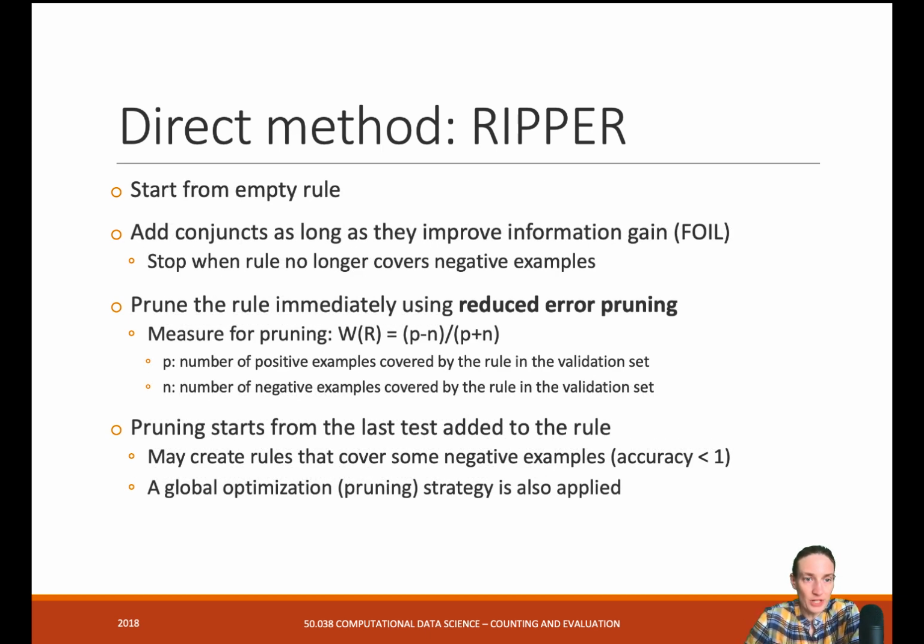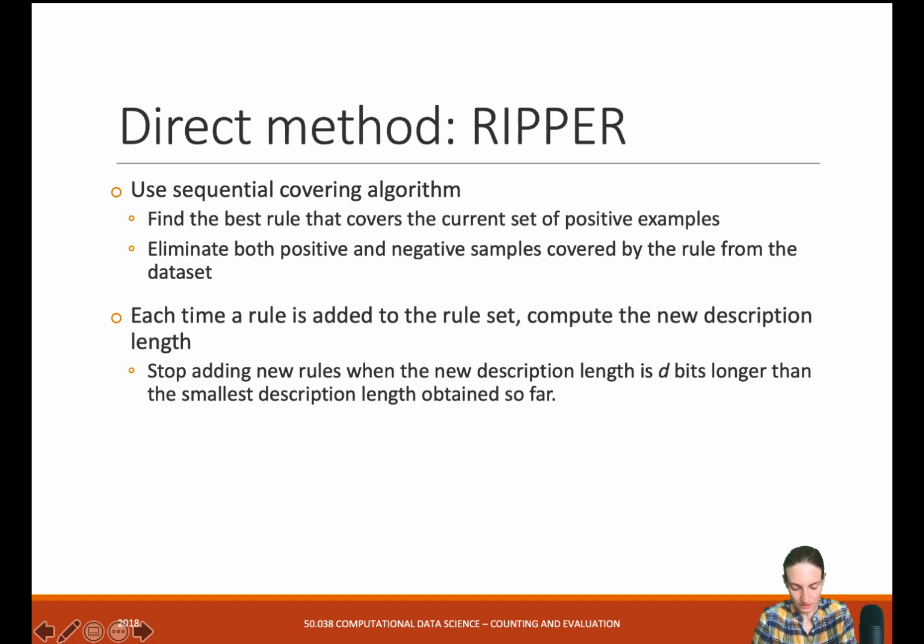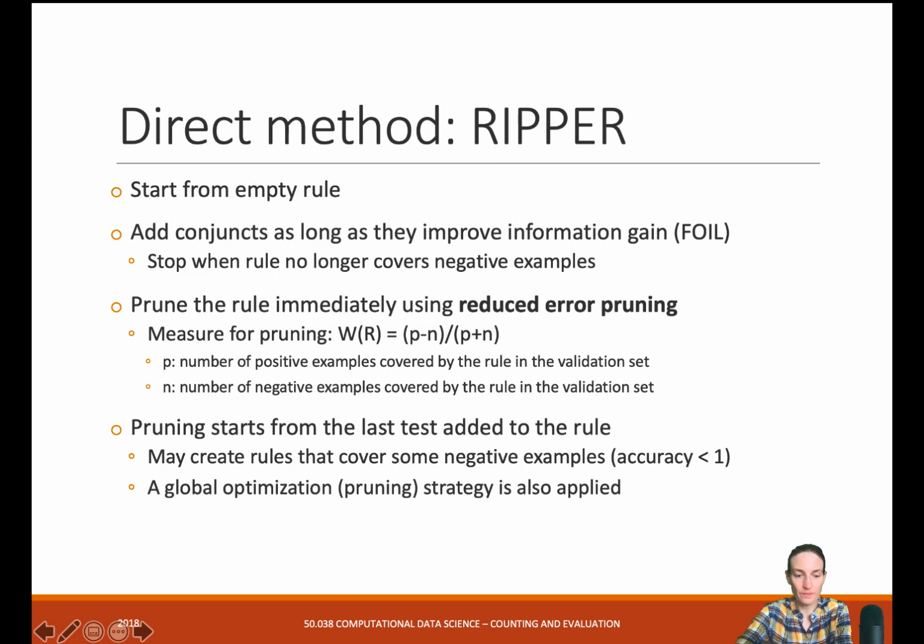In Ripper, we start from an empty rule and we add conjuncts, sort of terms, to this rule as long as they improve the information gain. Ripper uses FOIL as a metric for information gain. We're not going to go into detail for that particular one. So we stop when a rule no longer covers negative examples.